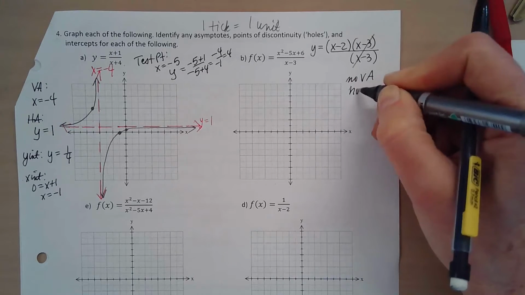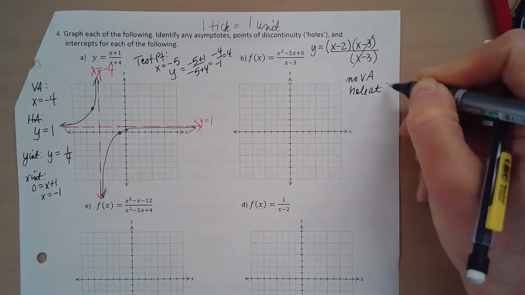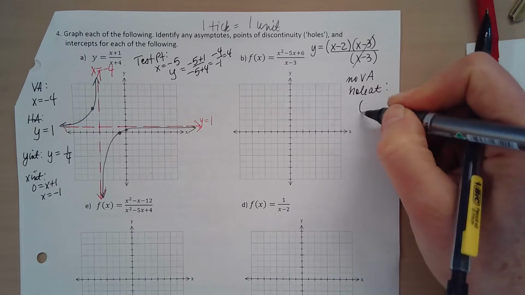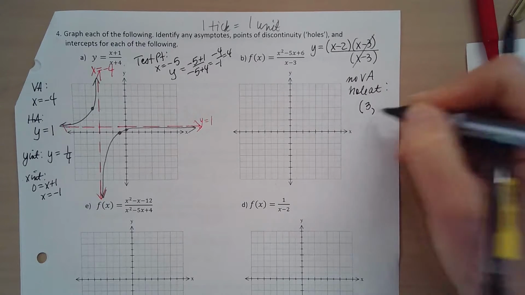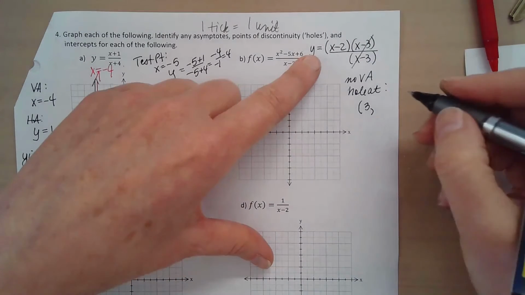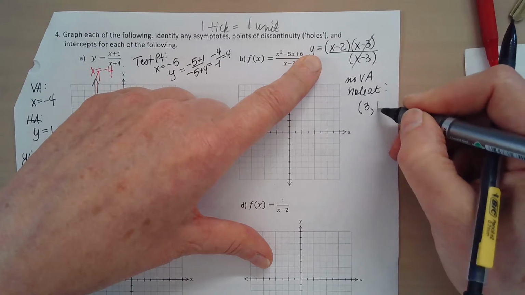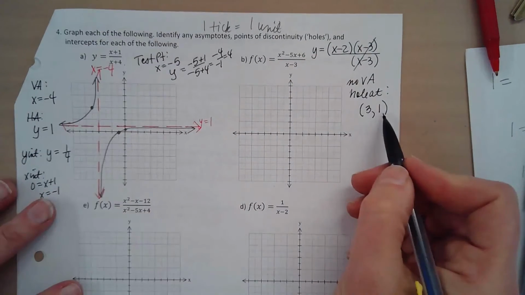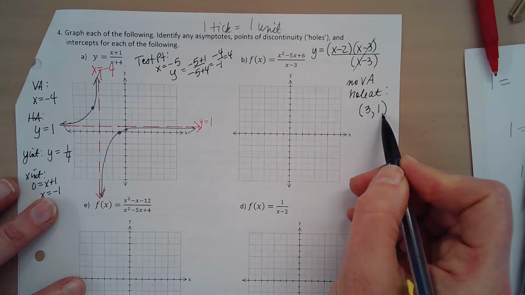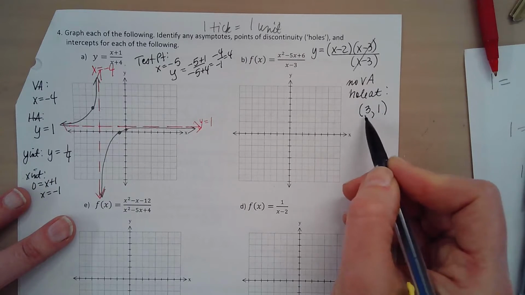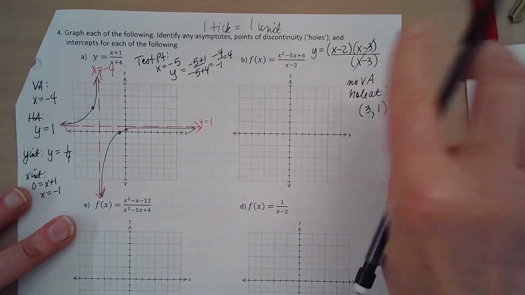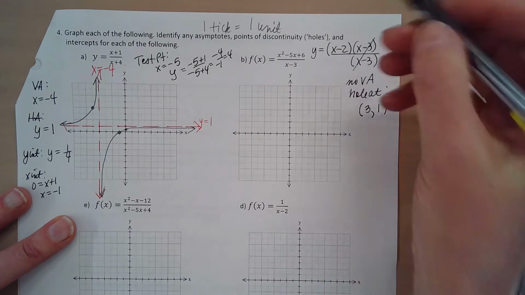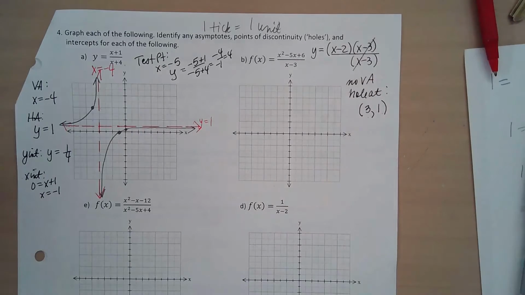I have a hole at 3, 1. Agreed? Now, how did I get the 1? I put the 3 in once it's canceled, right? This is what I use, right? I put the 3 in for x, 3 minus 2 is 1, right? Hole at 3, 1.